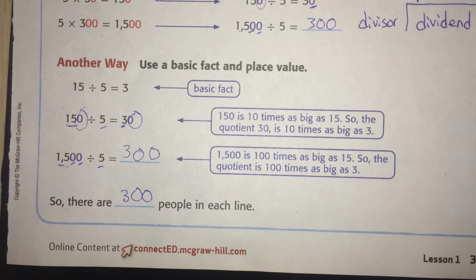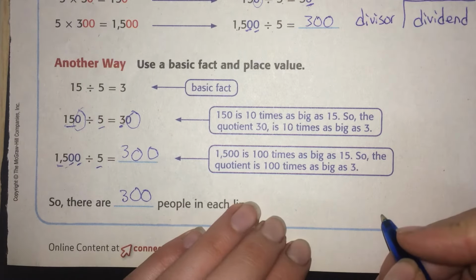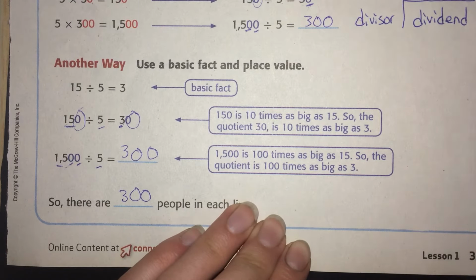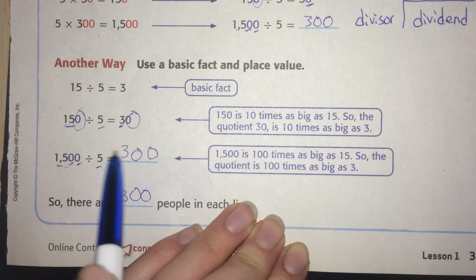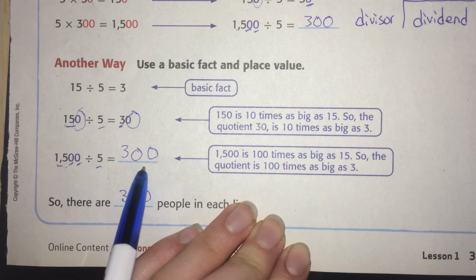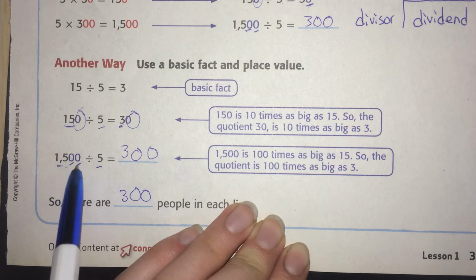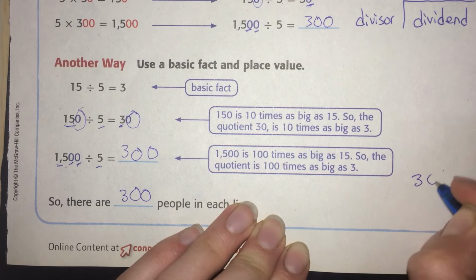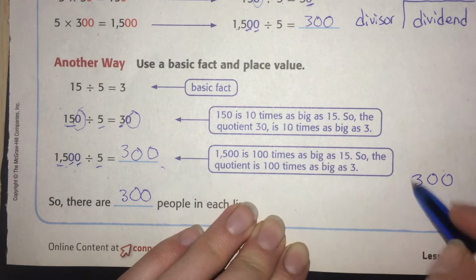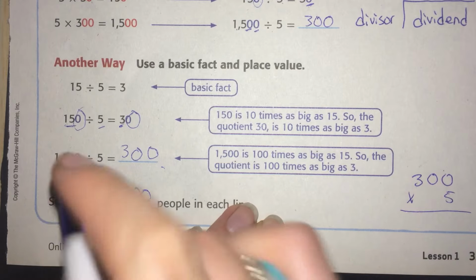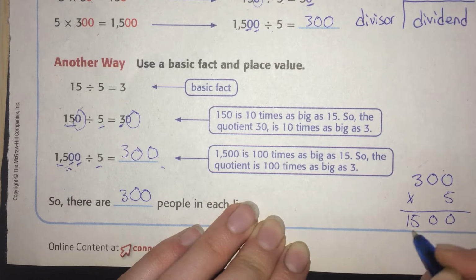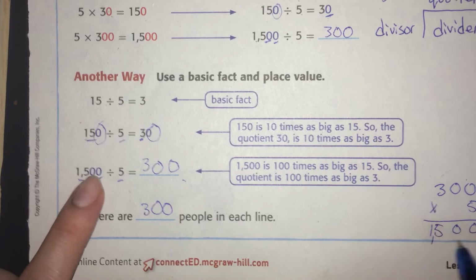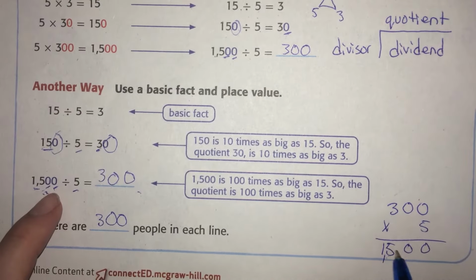A nice way that you can check a division problem, it's really great because you never have to get anything wrong in division. Because you can multiply the divisor and the quotient together to get the dividend. So let's check it out. 300, okay, this number, times 5, and see if we get our original dividend. Oh, and turns out we did. We got the original number, so we can know for sure that our answer is correct.